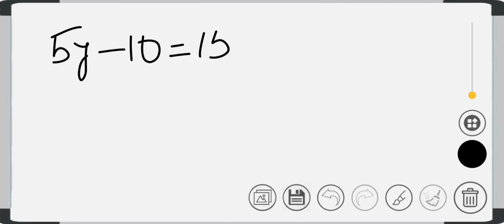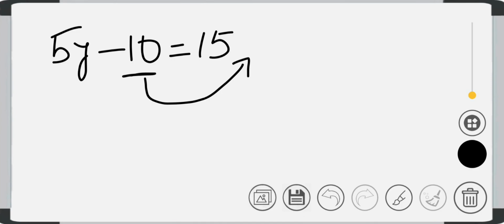Let's say we are given a question in which 5y minus 10 is equal to 15. Okay, now what are we going to do and how are we going to solve this equation? First of all, you can see that 10 and 15 don't have any variable like x or y. So we're going to transfer this 10 over here.